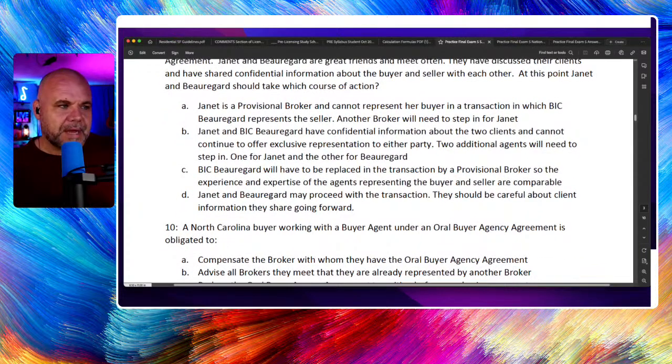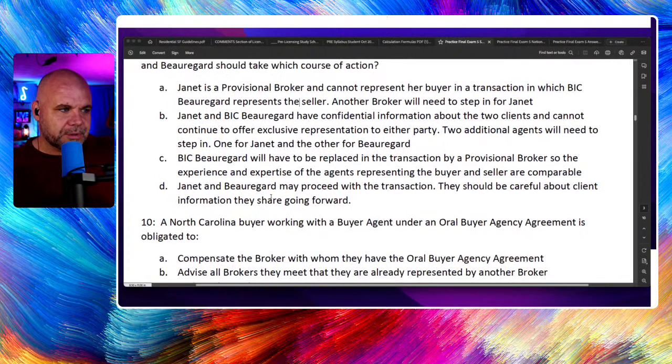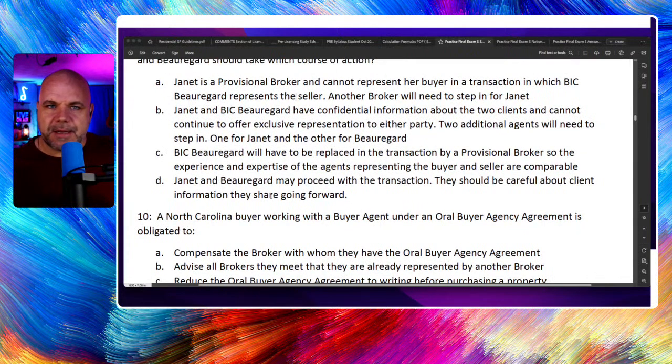BIC Beauregard will have to be replaced by a provisional broker, so experience is comparable. That's not a thing. Doesn't matter that a provisional is up against a non-provisional or that a provisional is up against a BIC if that BIC is a different firm's broker in charge. So experience levels do not matter especially if it's two separate firms.